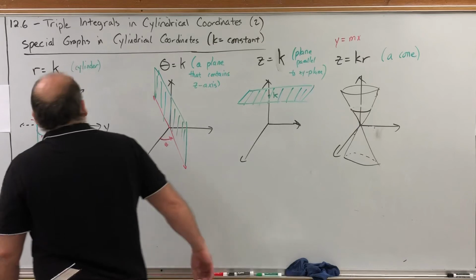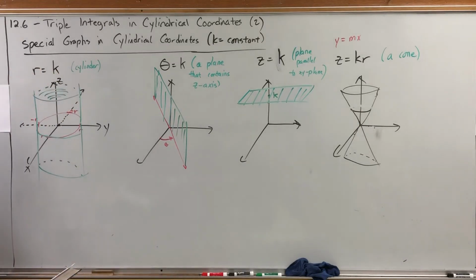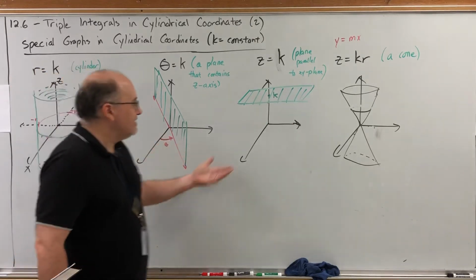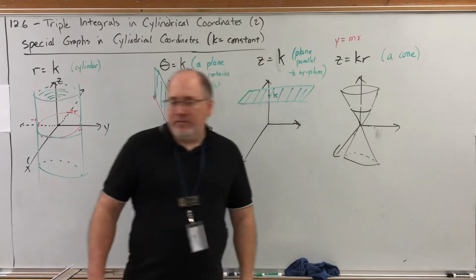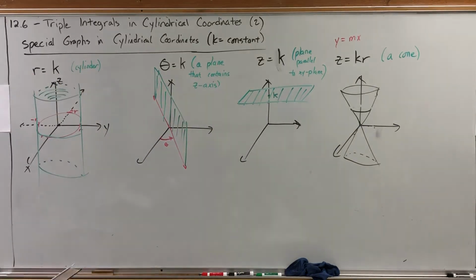So we got 4 shapes that we can easily describe in cylindrical coordinates. A cylinder, hence the name. A plane that contains the z-axis. A plane parallel to the xy plane. And a cone. So anytime you're doing a triple integral, and your region is bounded by one of these shapes, you should consider using cylindrical coordinates. That, and of course, the structure of the integrand, which might say, hey, use some conversions to make this integrand easier.